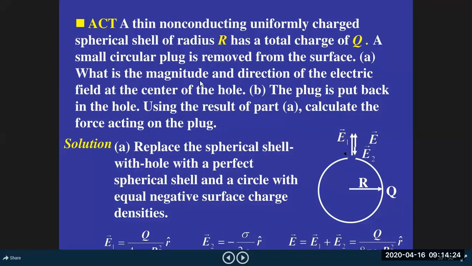What is the magnitude and direction of the electric field at the center of the whole sphere? Now try to understand. And one more thing, what is the magnitude and direction of the electric field at the center of this circular hole and at the center of this sphere? Then the plug is put back in the hole. Using the result of part A, calculate the force acting on the plug.